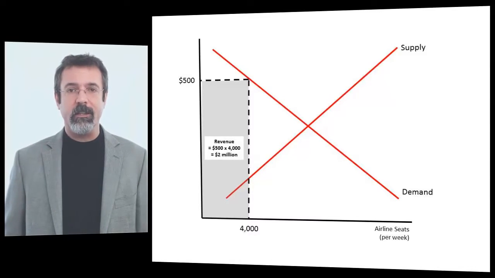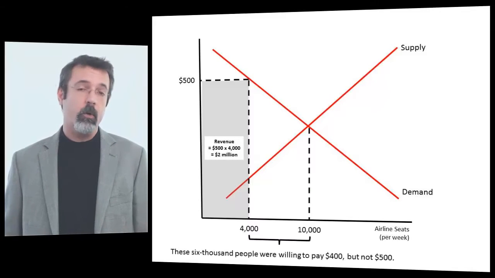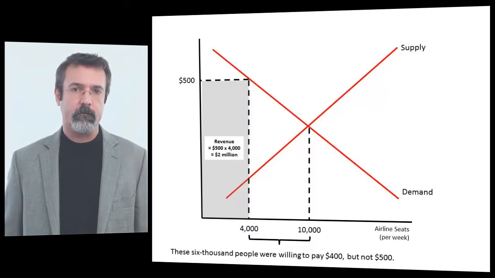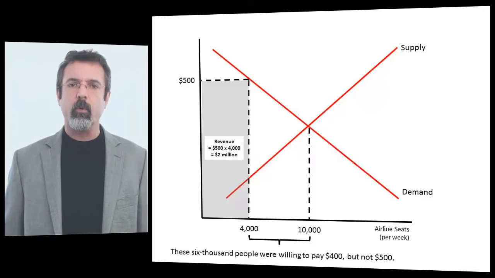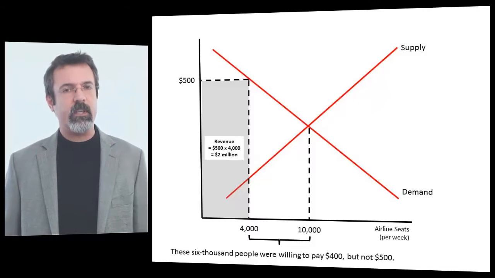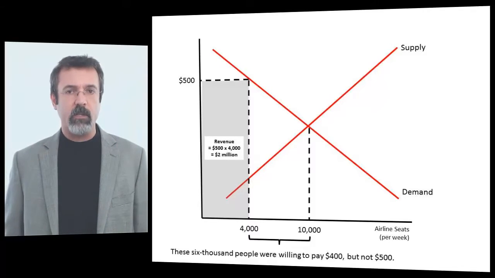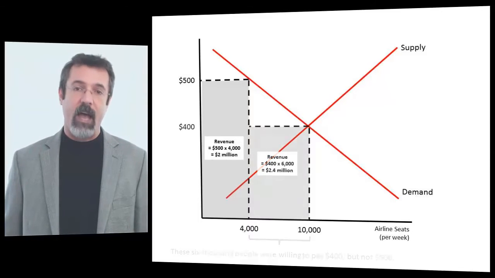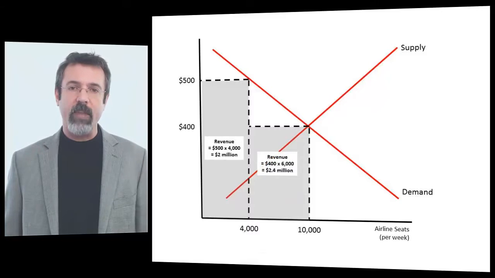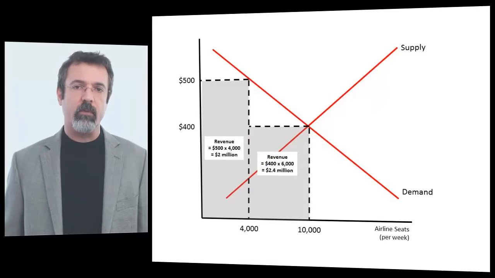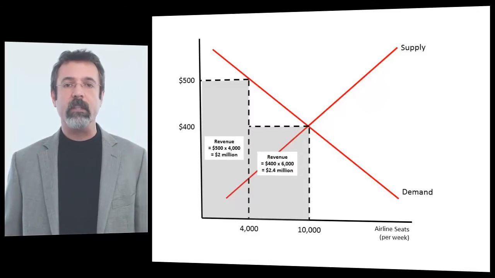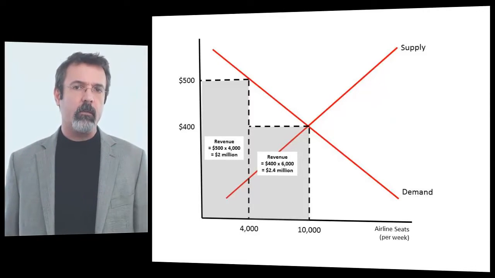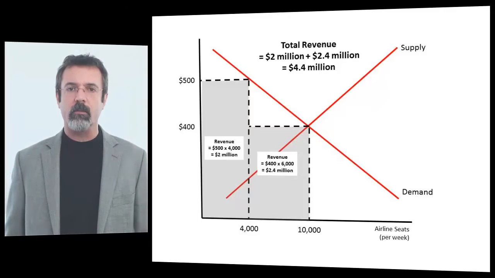Of course, this means that there's an additional 6,000 people who did not buy tickets that otherwise would have if the price had been $400. Suppose the airline charges $400 for those additional 6,000 customers. The customers are willing to pay $400. The airline sells 6,000 tickets at $400 a piece, so that second set of customers will generate an additional $2.4 million in revenue for the airline. So in total, the airline will have made $4.4 million in revenue.